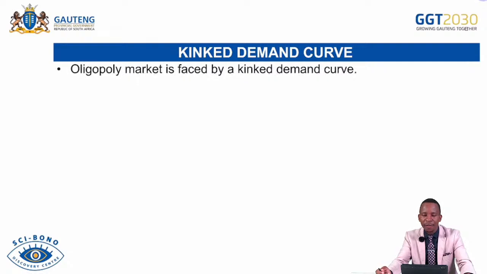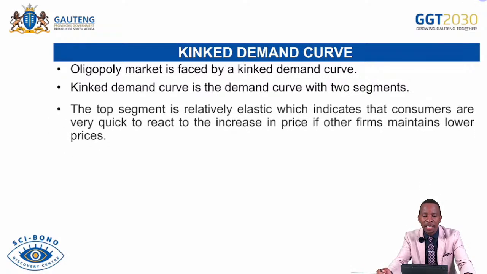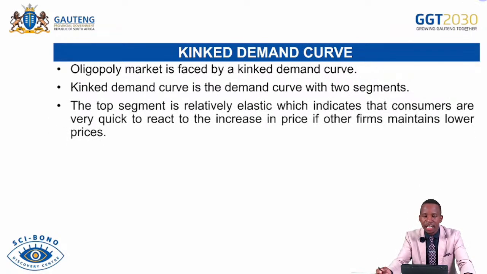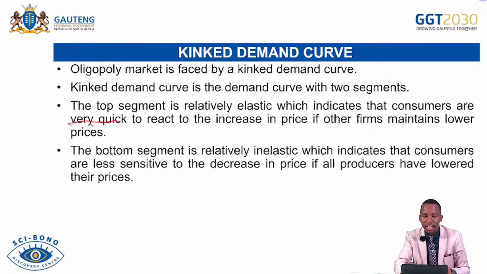So an oligopoly market is faced by the kinked demand curve, which has 2 segments, like I've said before. The kinked demand curve is the demand curve with 2 segments, where the top one is relatively elastic and the bottom one relatively inelastic. The top segment is relatively elastic, which indicates that consumers are very quick to react to an increase in price of other firms to maintain their lower prices. And then the bottom segment is relatively inelastic, which indicates that consumers are less sensitive to the change in price.